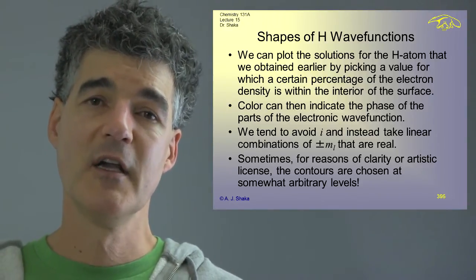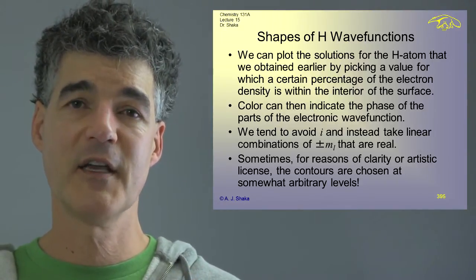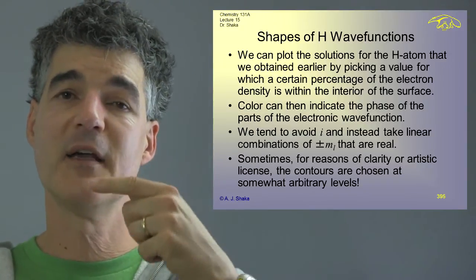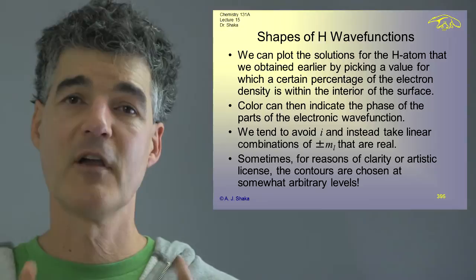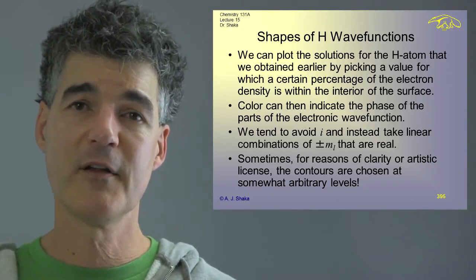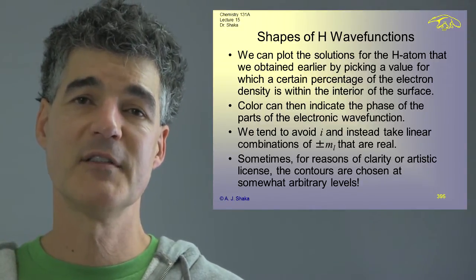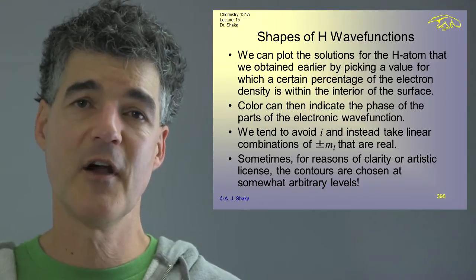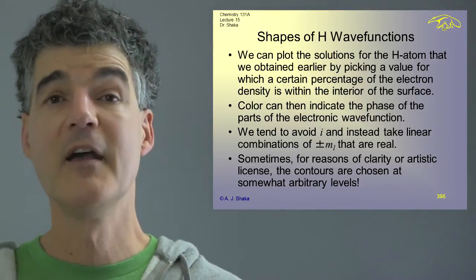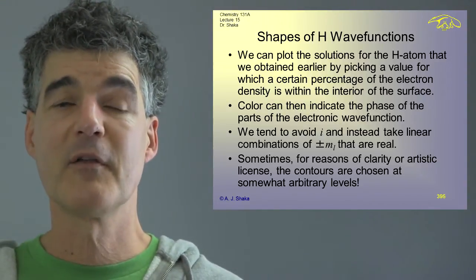So as a dodge, what tends to be done is, instead of plotting the true eigenstates, we plot linear combinations of plus and minus m sub L that either give the cosine part or the sine part. And recall from Euler's identity that e to the i theta is cos theta plus i sine theta, so we can pick linear combinations to plot those. And that's usually what's done. We pick the real part, we throw away the i.